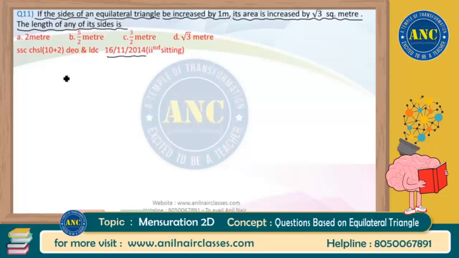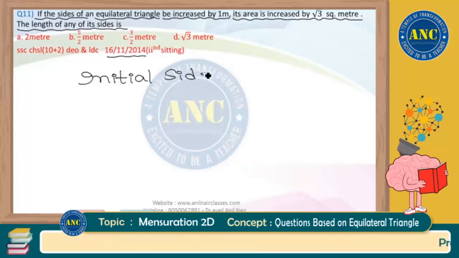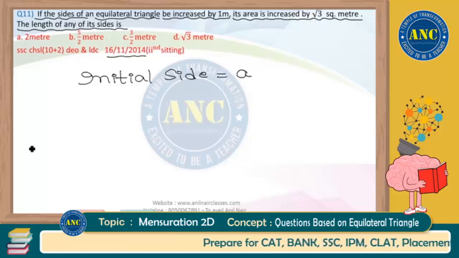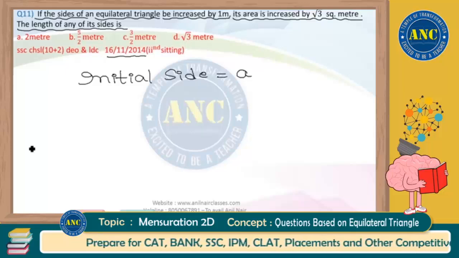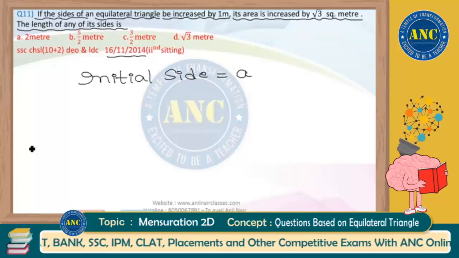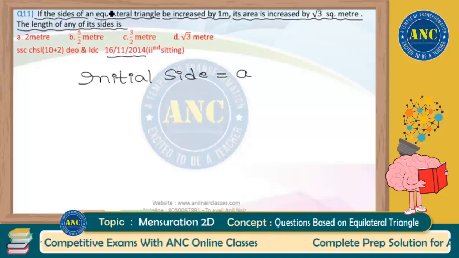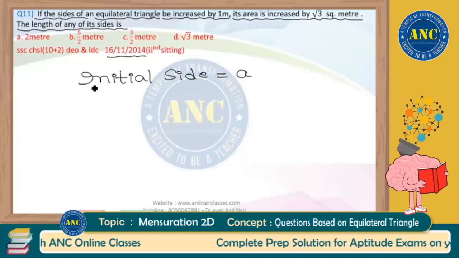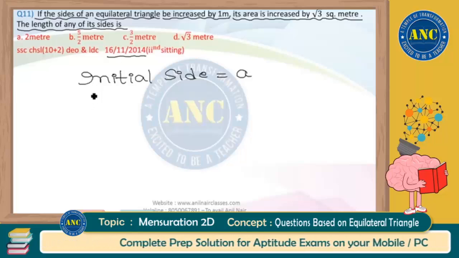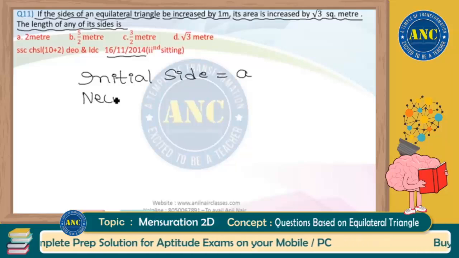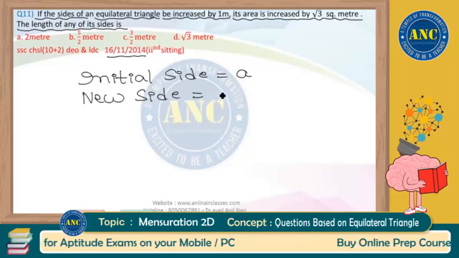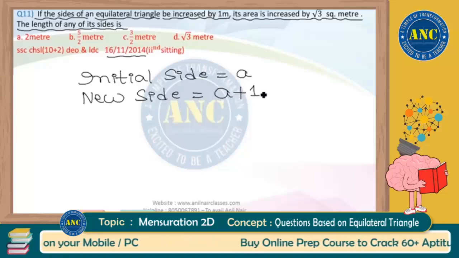Now see here, sir. I don't know what is the side initially. Initial side I definitely don't know because it is not even given in the question. So what I will do is, I will assume the initial side as a meters. So initially the side of an equilateral triangle is a meters. Now the question says sides of an equilateral triangle are increased by 1 meter. That means if the initial side is a meter, then the new side will be 1 meter more than a meter. It is a plus 1 meters.